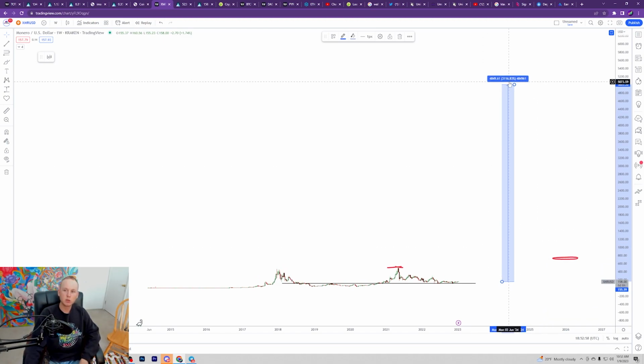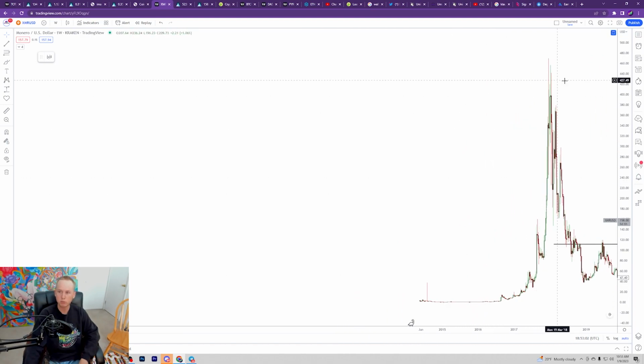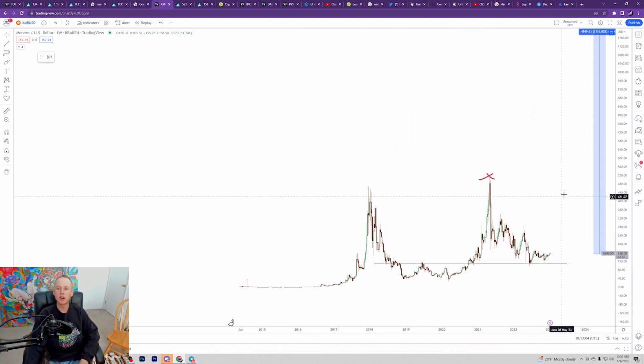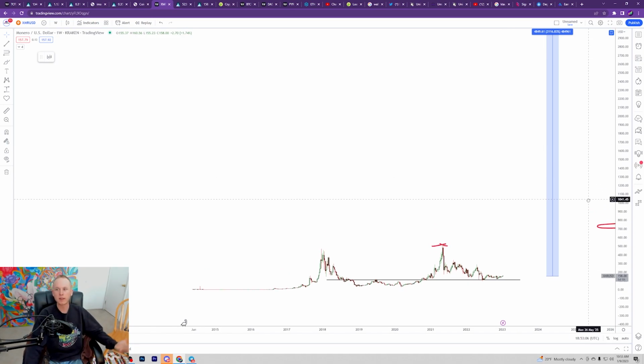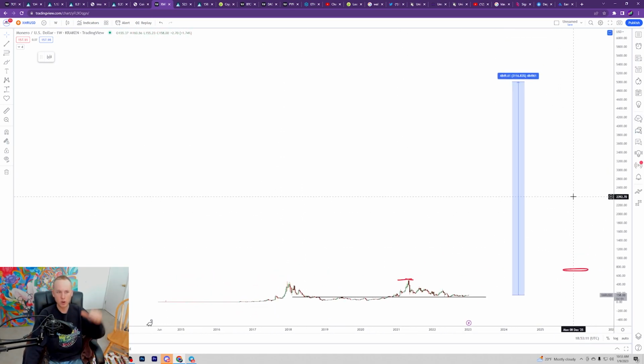A 30x move is still significantly smaller than what we saw here with a 1000x move in 2017. But what I'm talking about is the expanse, right? Even though the expanse is going to be the same size as 2017, the ROI will be diminished. It won't be as big. You're not going to make as much money.